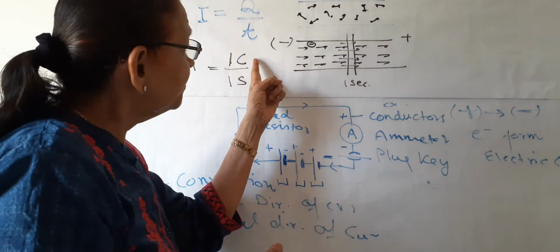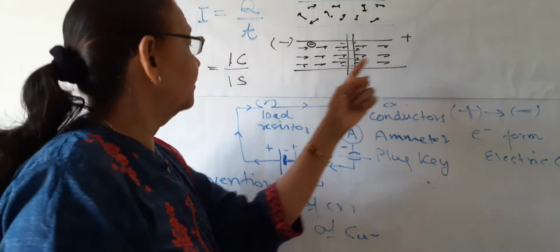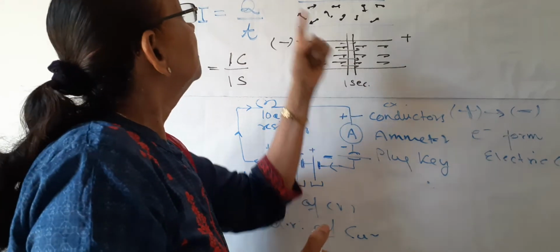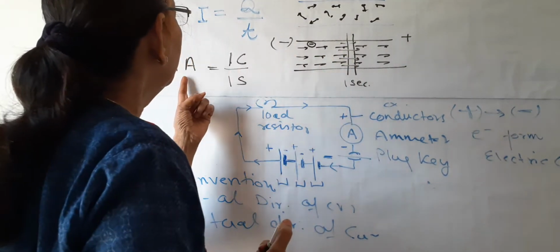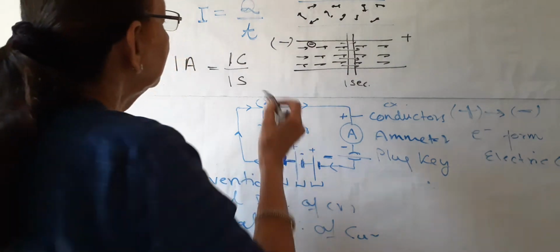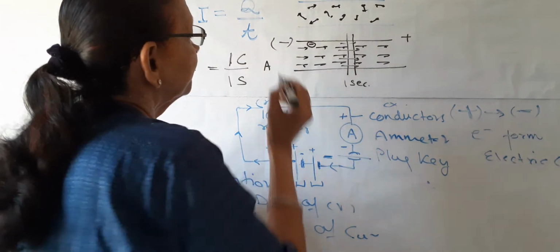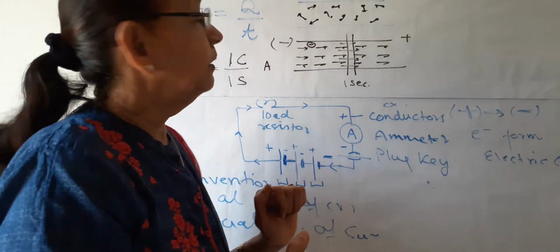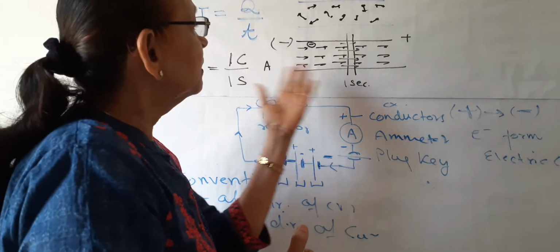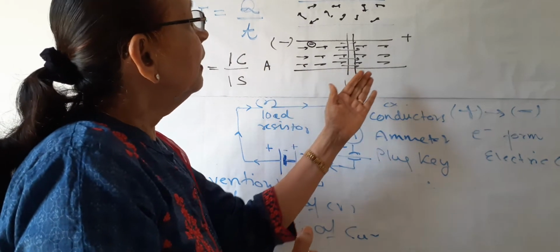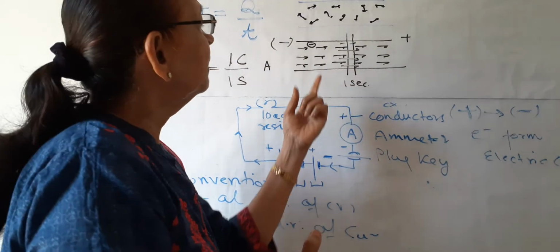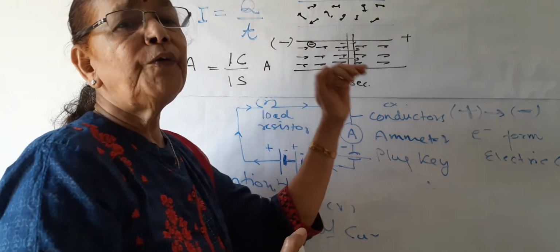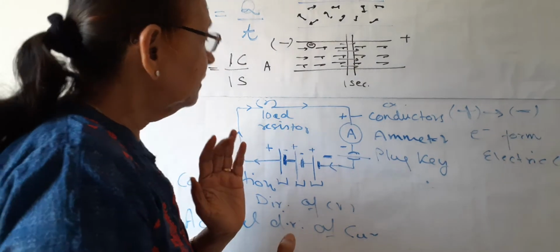If 1 coulomb charge passes through a conductor in 1 second, then the amount of electric current will be 1 ampere and the unit will be ampere. So this is how we define electric current. Is it clear to all of you? It is very simple, and in insulators and semiconductors, these free electrons are not present. That's why no flow of electric current is there.